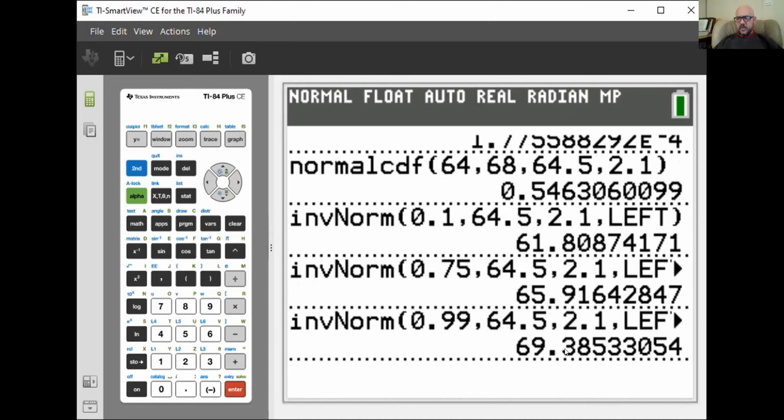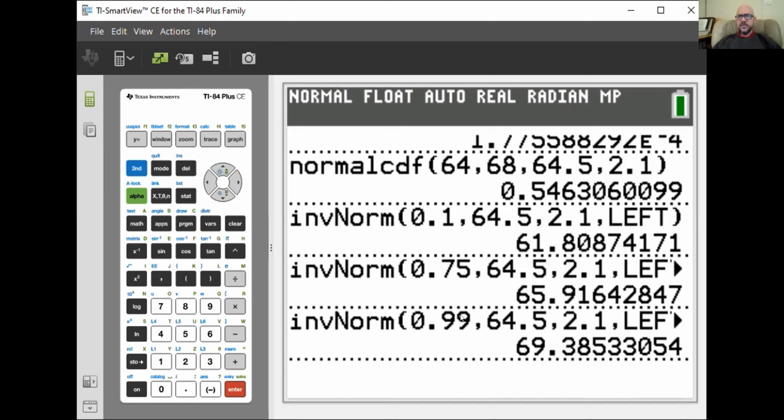And there we go, 69.38 inches. So 5'9.5"-ish, 5 feet 9.38 inches. So I'll call that 5'9.5". So again, 99% of women are 5'9.5" or shorter, and 1% are 5'9.5" or taller. So there we go. That's inverse norm.